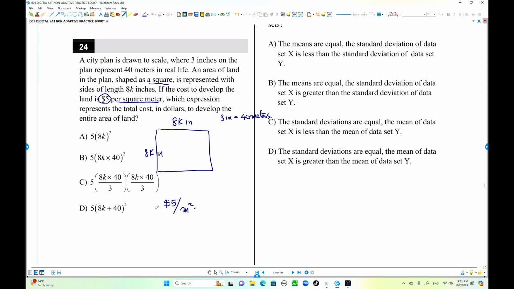All right. So which expression represents the total cost? But this is per square meter. Okay. So better change this to dimensions in what? In 40 meters. Okay. So what is that? Converting ratio, right? 8K inches times 3 inches equals 40 meters. So inches cancel out. So the total is how much? 8K times 40 over 3, right? So another one over here. But each square meter costs $5. You multiply by $5 over here, okay? So that is the answer, okay? Choice C is the answer.